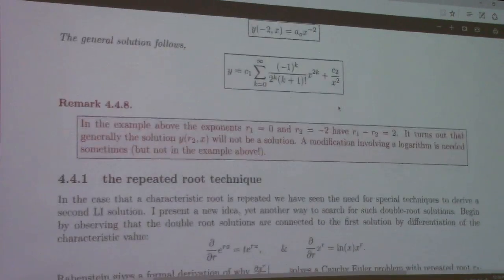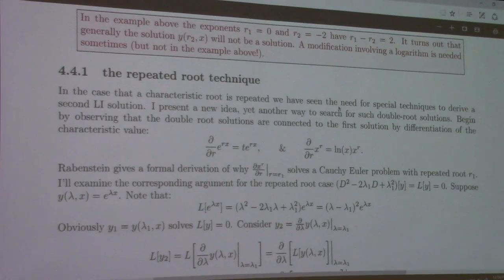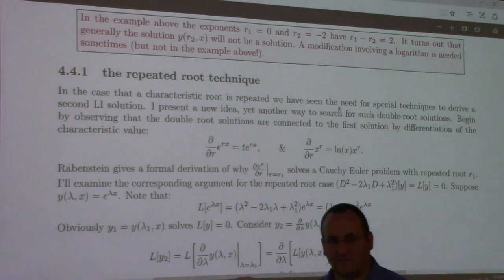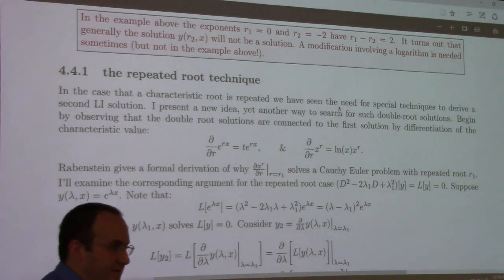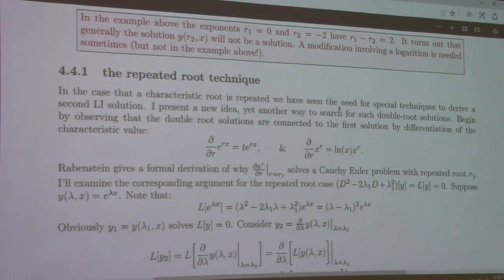Let me just run the clock out. I mean, sorry, I'm not running the clock out. Let me do this right quick. The repeated root technique. This is actually a slightly better derivation of the differentiation with respect to the parameter thing I did for you guys the other day.